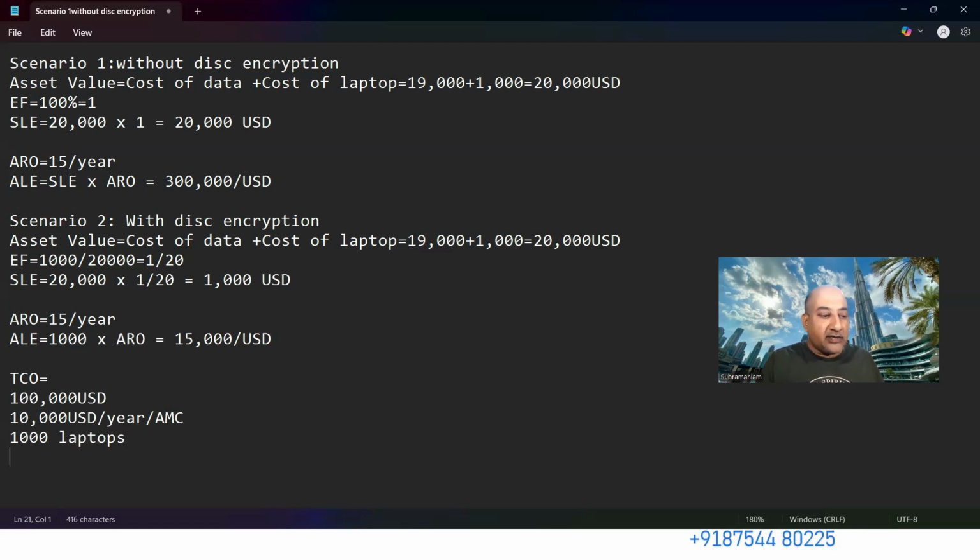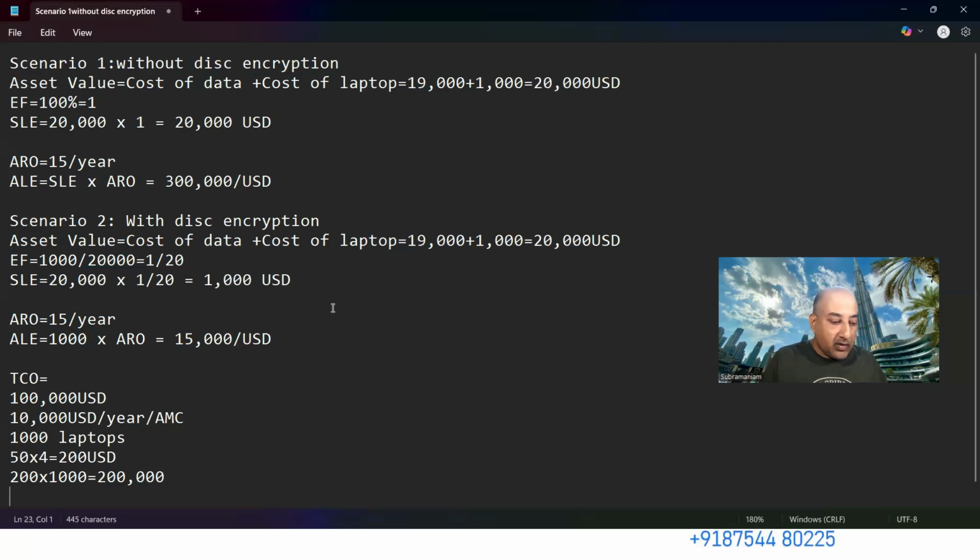It requires 4 hours for a technician to encrypt that particular disk, and they are charging $50 per hour. So $50 multiplied by 4 requires 200 USD per laptop. So 200 USD multiplied by 1,000 is equal to 200,000 US dollars. That's what it requires in totality.